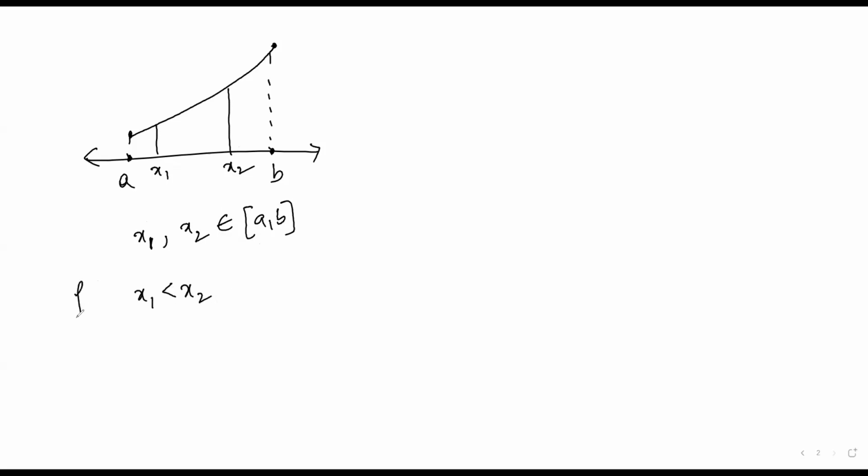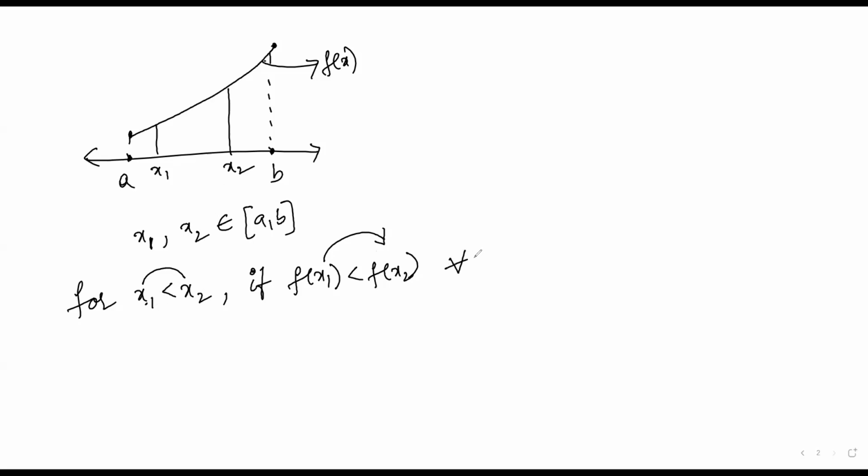For x1 less than x2, if f of x1 is less than f of x2, this is the curve. What is this curve? This curve is f of x. So f of x1 is less than f of x2. What does it mean? As x is increasing, x1 less than x2, f of x is also increasing. Understand? This is the definition.